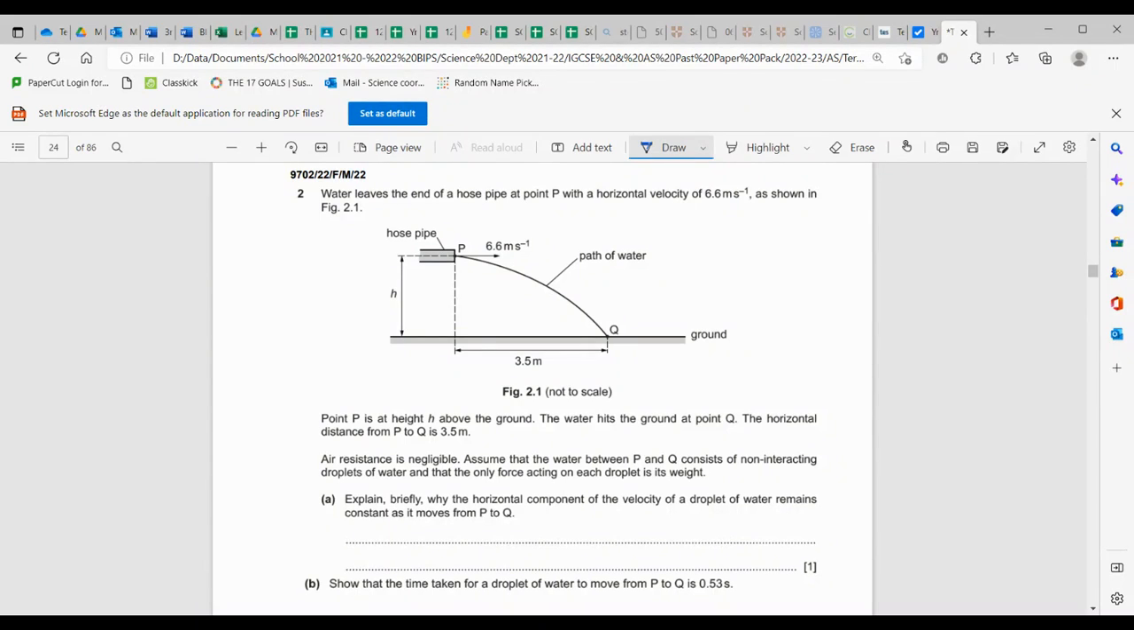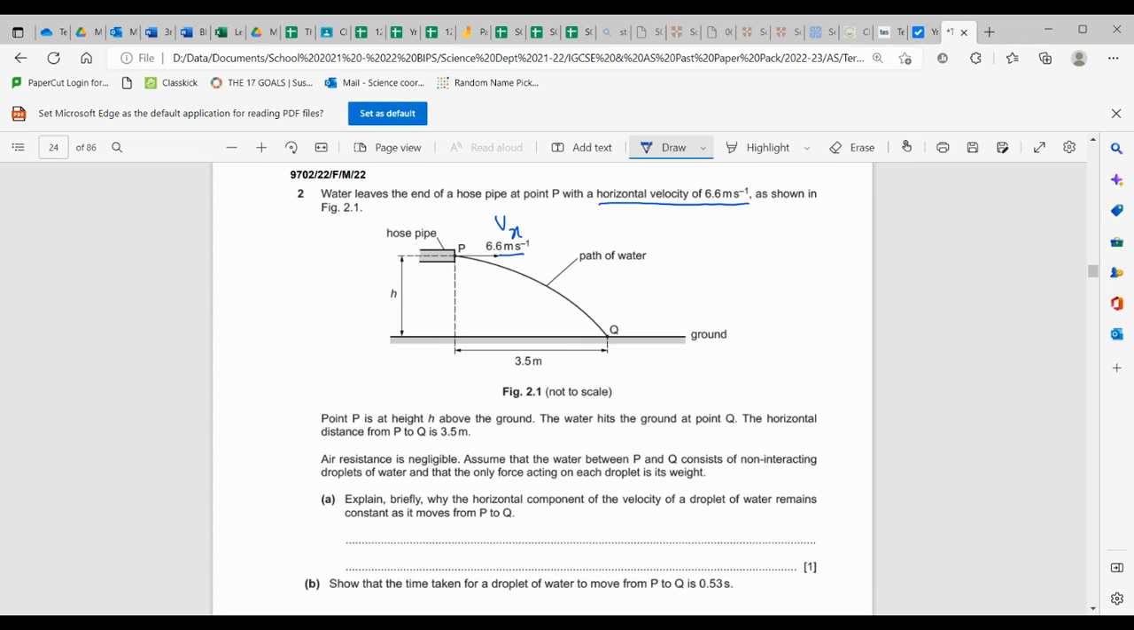Hello everyone. So we are going to solve question number 2 from paper 2 Feb March 2022 series. Let's start by reading the question. Water leaves the end of a hose pipe at point P with a horizontal velocity of 6.6 meter per second as shown in figure. So this is a hose pipe and water leaves it at a horizontal velocity of 6.6 meter per second. So I will just label it as Vx since it's the horizontal velocity.